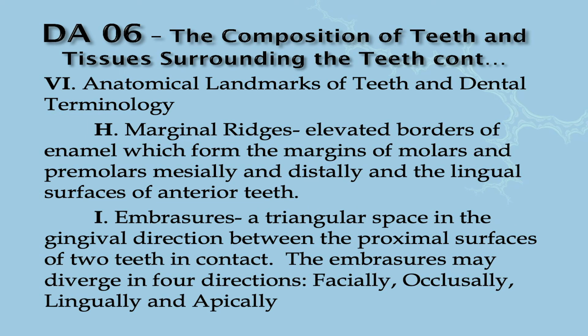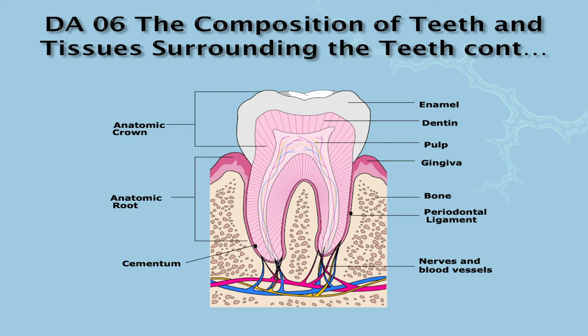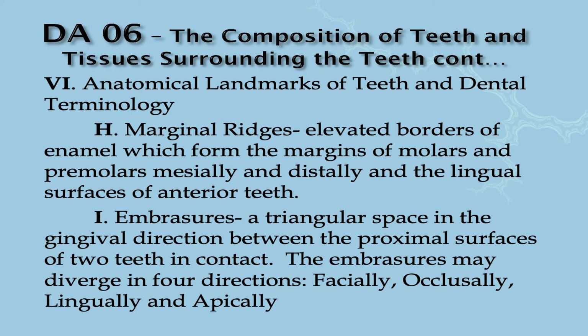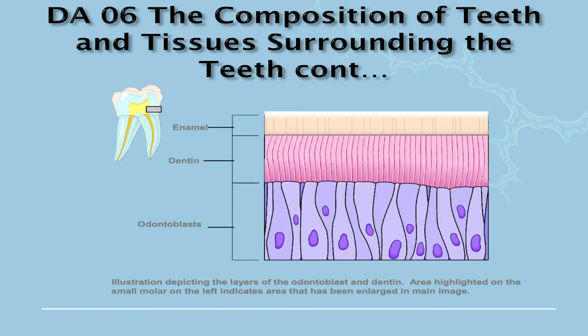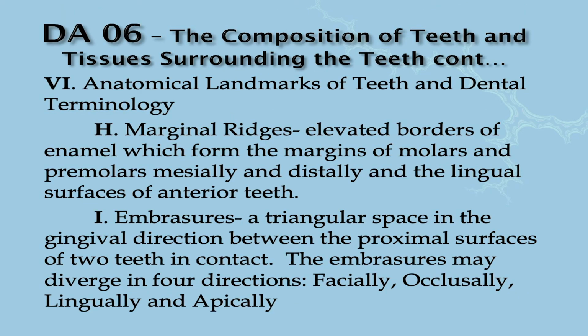Marginal ridges are elevated borders of enamel which form the margins of molars and premolars mesially and distally and the lingual surfaces of anterior teeth. Embrasures are the triangle space in the gingival direction between proximal surfaces of two teeth. The embrasures may diverge in four directions: facially, lingually, occlusally, and apically.